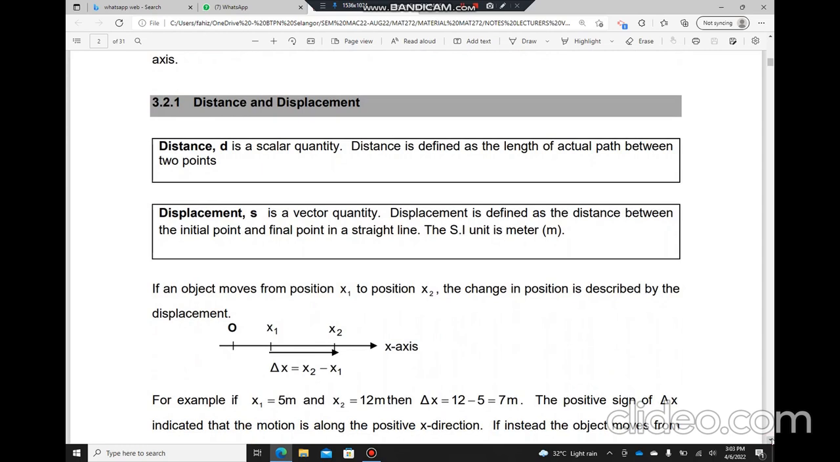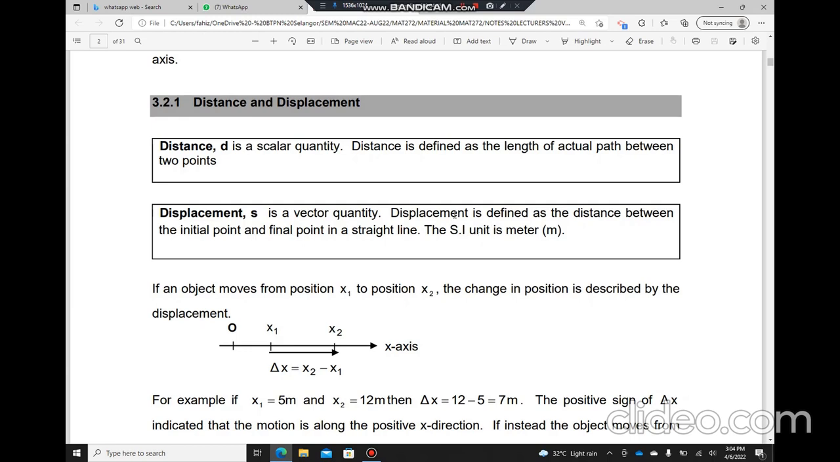Okay, so what is the difference between distance and displacement? Okay, distance is a scalar quantity. So tengok kat sini beza. Distance is a scalar quantity but the displacement is a vector quantity. So distance adalah skala, displacement adalah vector. Distance is defined as the length of actual path between two points. Distance ni adalah panjang antara dua point, dua kedudukan. Displacement is defined as the distance between the initial point and final point in a straight line. The SI unit is meter.